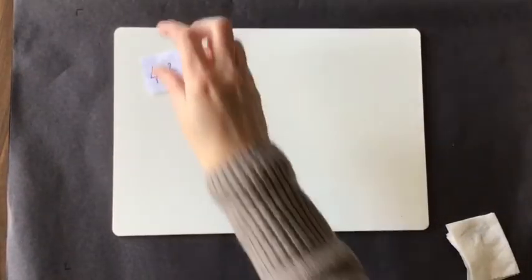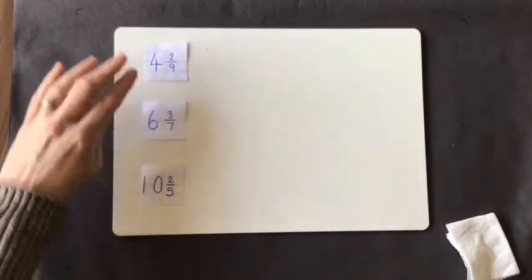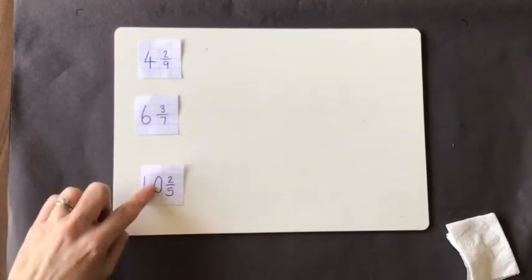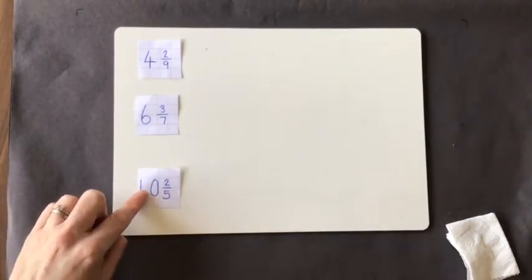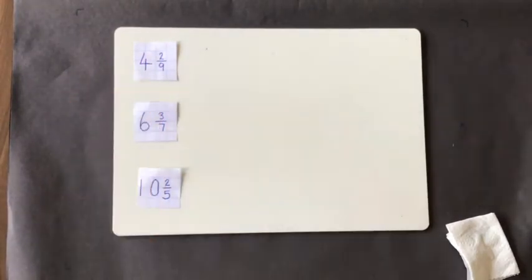Your turn to have a go. We've got 3 mixed numbers here. We have 4 2/9, 6 3/7, 10 2/5. Using the methods that I've shown you in this video, have a go at turning these into improper fractions and come back to check to see if you're correct.